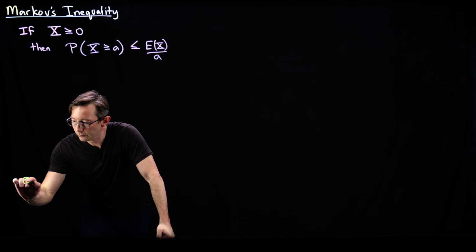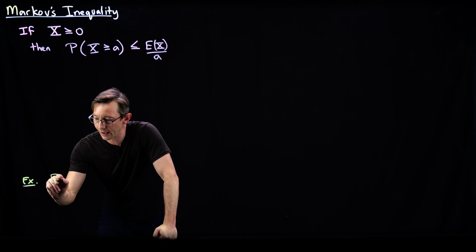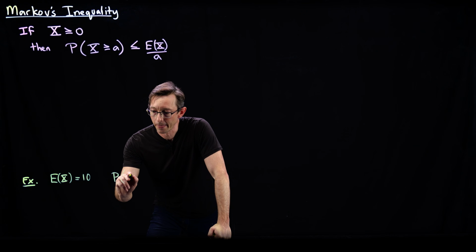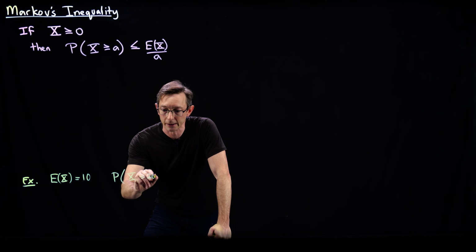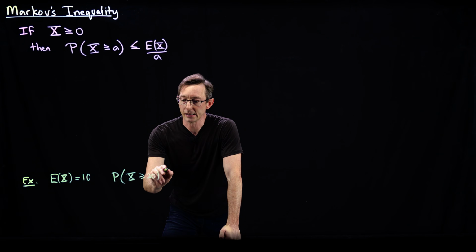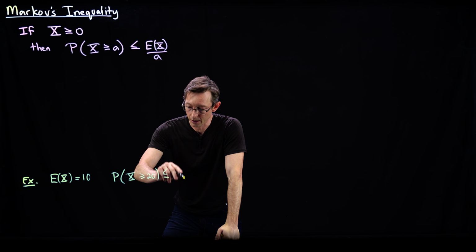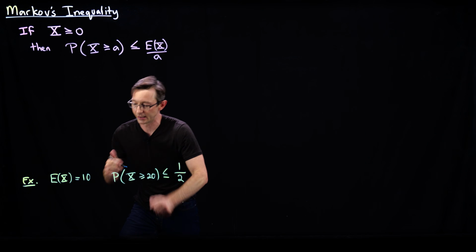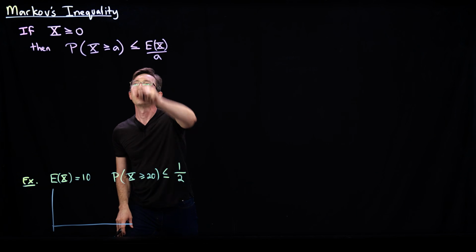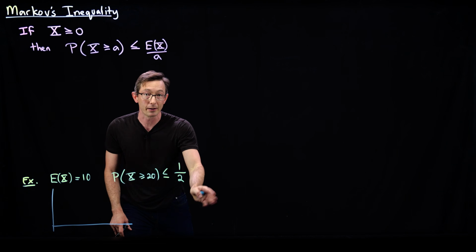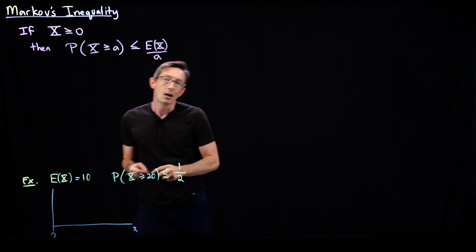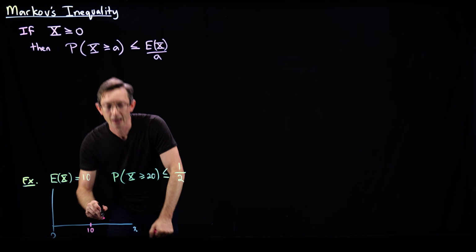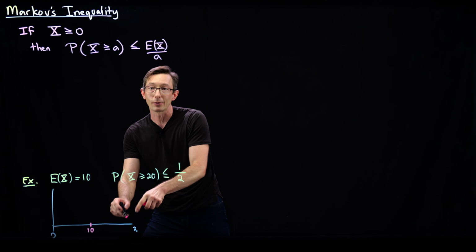So the example, let's say that my expected value of x is equal to 10. Then what this means is that the probability of x being greater than or equal to 20, so here 20 is a, is less than or equal to my expected value 10 over 20, which is 1/2. And so in words, what this means is that if I have some probability distribution function, let's draw my normal probability distribution. Remember, x is strictly non-negative, so it only takes on positive values from 0. This is x. What this means is that if my expected value is 10, at most, half of my distribution can be to the right of 20.